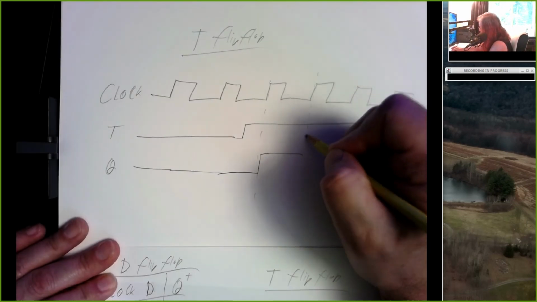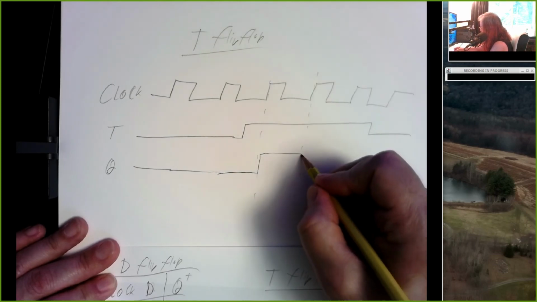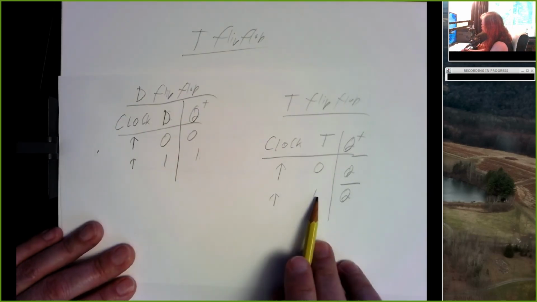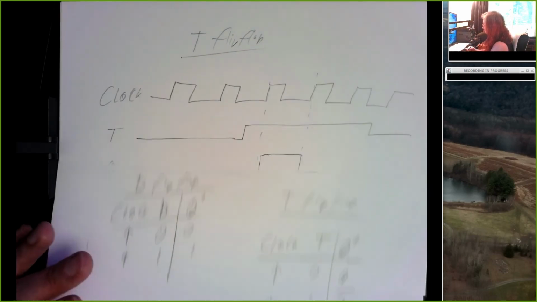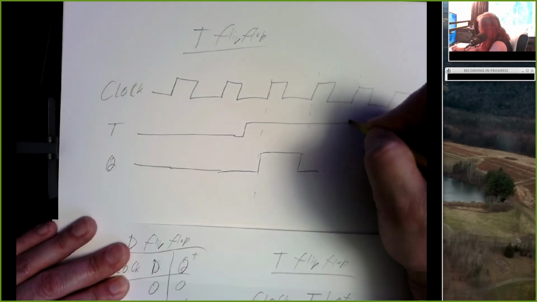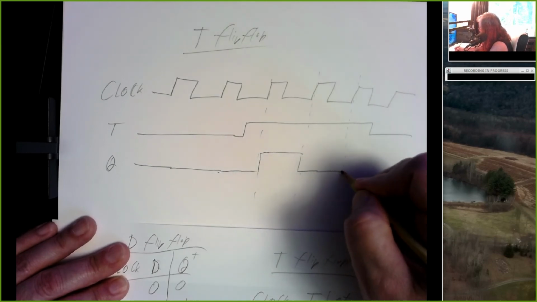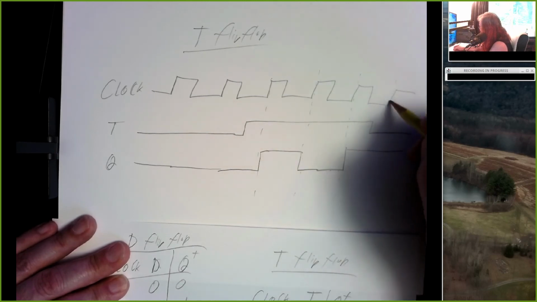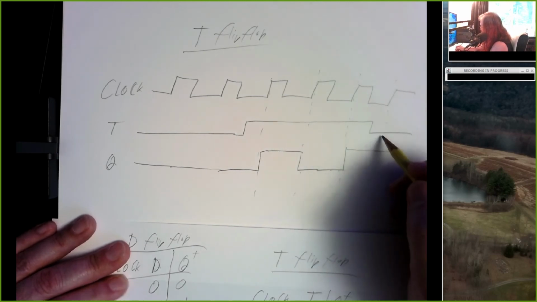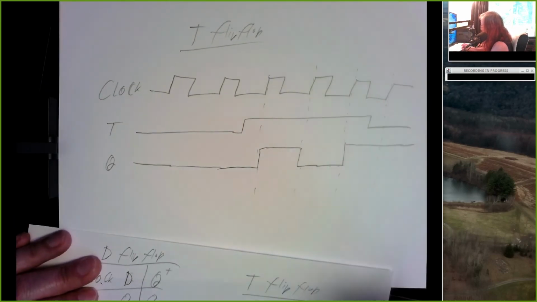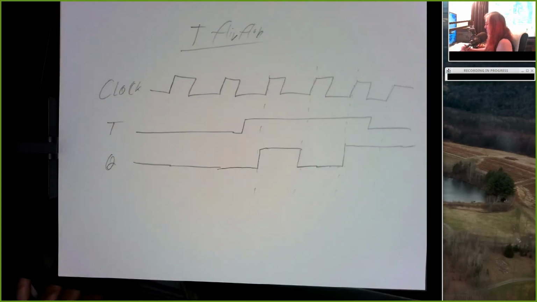Here's another event where the clock changes from 0 to 1. T is high, the output toggles. Right? Clock changes from 0 to 1. If T is 1, the output becomes the complement of its current value. Here's another point where the clock changes from 0 to 1. T is high, the output will change to its opposite value. Here's another point where the clock changes from 0 to 1. T is low, the output just remains whatever it was. So there's what a typical timing diagram might look like for a T flip-flop.